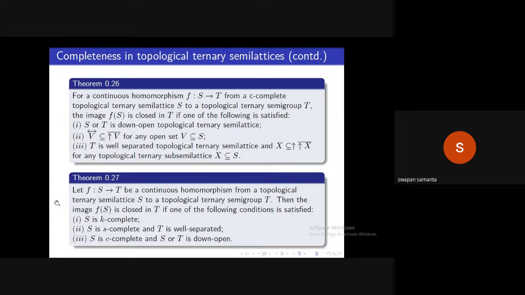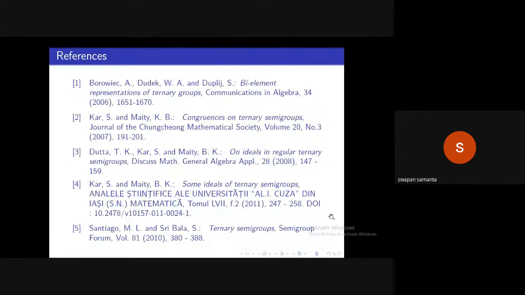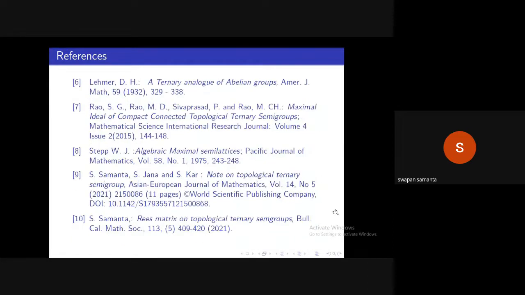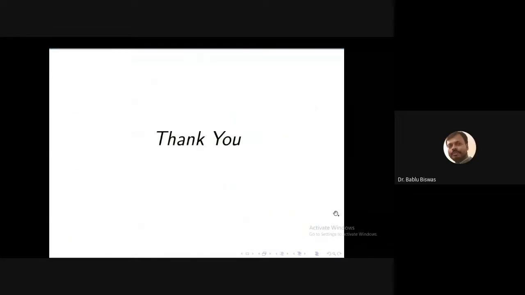And finally, the last one: if f from S to T is a continuous homomorphism from a topological ternary semigroup S to a topological ternary semigroup T, then the image is closed if the following conditions are satisfied: S is K-complete, S is C-complete, and T is well separated; S is C-complete, and S or T is down open. So these are the references. And thank you. Thank you, Shapan.